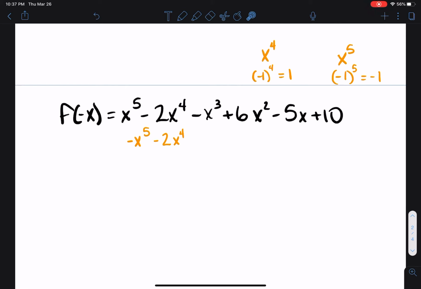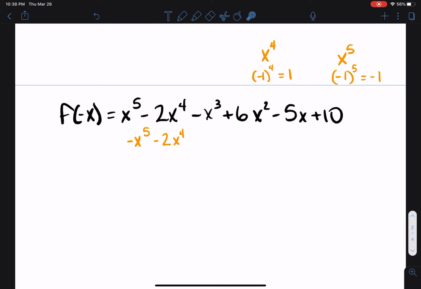Okay? So you will notice that whenever we have f of negative x, if the exponent is odd, we're going to flip the sign. Okay? If the exponent is even, we're going to keep the sign the same. Okay? So if the exponent is odd, we're going to flip it. And if the exponent is even, then we're going to keep it exactly the same as what it was before.